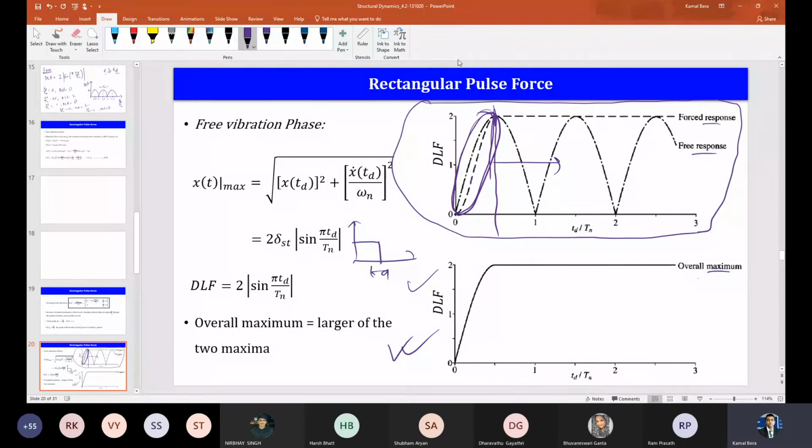Because you are considering only this part, not going beyond this. So Td by T less than half means sin of pi by 2 or less. For sin pi by 2 or less, if I take the square, let's say sin pi by 6, which is more, sin square pi by 6 or sin pi by 6? So based on that, the two plots are different. Now it is clear, I hope.